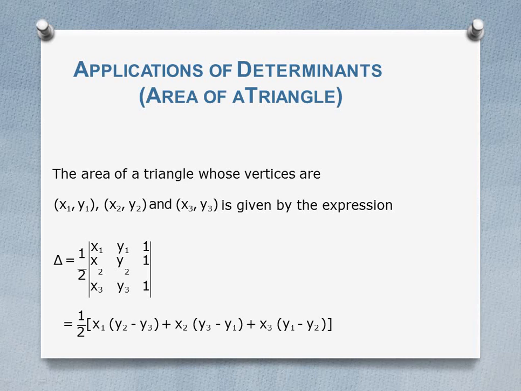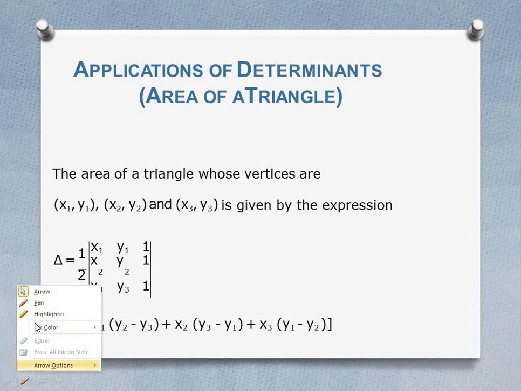Next, application of the determinant. Determinants are used to find out the area of a triangle. Consider 3 points given over here as x1 y1, x2 y2 and x3 y3. If the 3 points are given, these 3 are the coordinate points, and if these 3 coordinate points form a triangle, then the area of the triangle can be found out from 1 by 2 into the determinant of x1 y1 1, x2 y2 1, x3 y3 1.